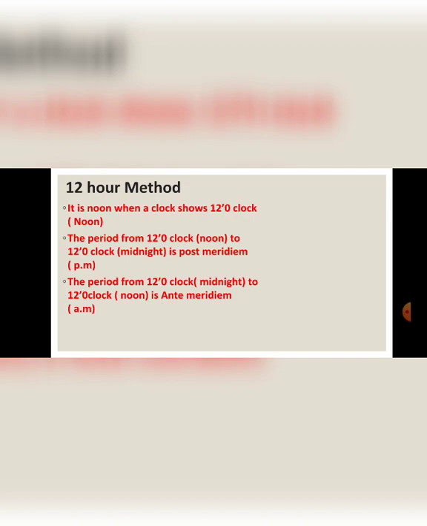Then the period from 12 o'clock midnight to 12 o'clock noon is ante meridian, meaning we use AM for that. So when we sleep in the night, by 12 o'clock we all sleep and get up in the morning. So from midnight 12 o'clock to noon 12 o'clock is the ante meridian, meaning AM. Understood the 12-hour clock method?